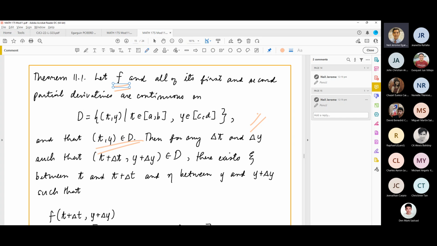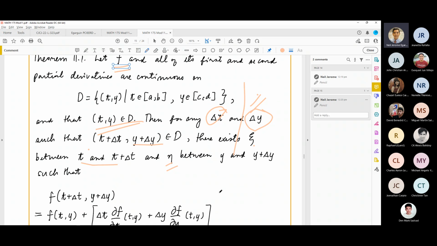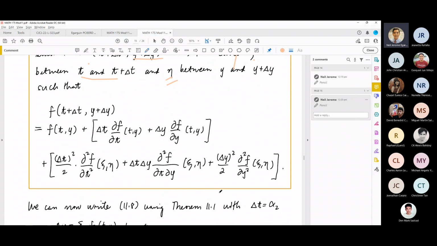Tapos ang sinasabi ng, basically, pwede mo itong tawagin na Taylor's theorem, sa kahit anong delta t and delta y, such that t plus delta t comma y plus delta y ay naroon pa rin kay D, may nag-exist na number xi between t and t plus delta t and a number eta between y and y plus delta y such that the function f evaluated at t plus delta t comma y plus delta y can be written in terms of this complicated summation here, right? So makikita nyo parang katulad lang to ng Taylor's expansion, right?